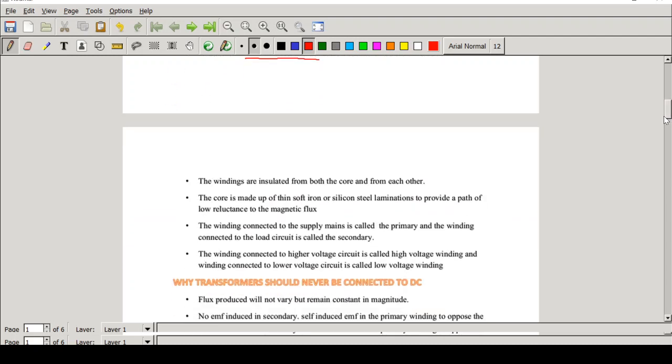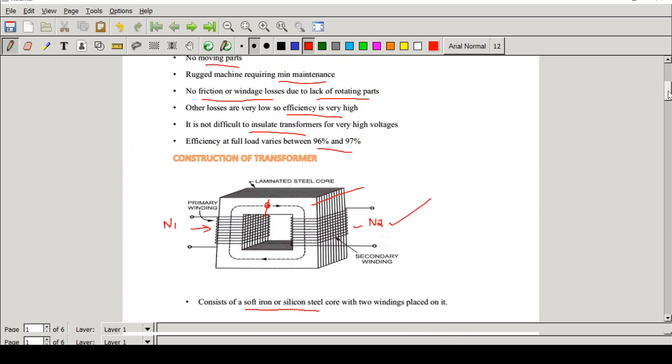The next point, which I already explained, is that the core is made up of soft iron or silicon steel. This material is used because it offers very low reluctance to the magnetic flux. That means the resistance or the reluctance to the flux is reduced, so that you will be able to generate more flux. Then a very important point about the transformer is that here also there are losses. Due to these rotating parts there will not be any mechanical losses, but there are iron losses or core losses, and in that come hysteresis loss and eddy current loss.